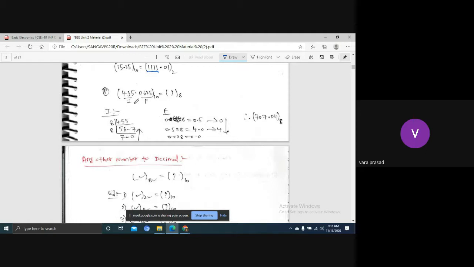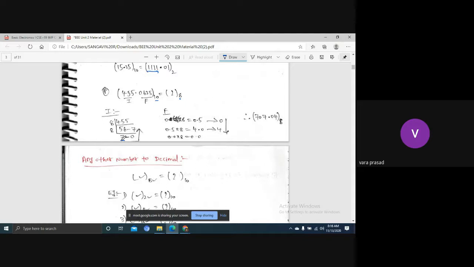Another example you can check: 455.625. 455 is the integer part and 625 is the fraction part. The given number is decimal, and we need to convert it into octal. Now for the integer part 455, I have to divide by 8. If you do the division with 8, we are going to get the remainders continuously like this.